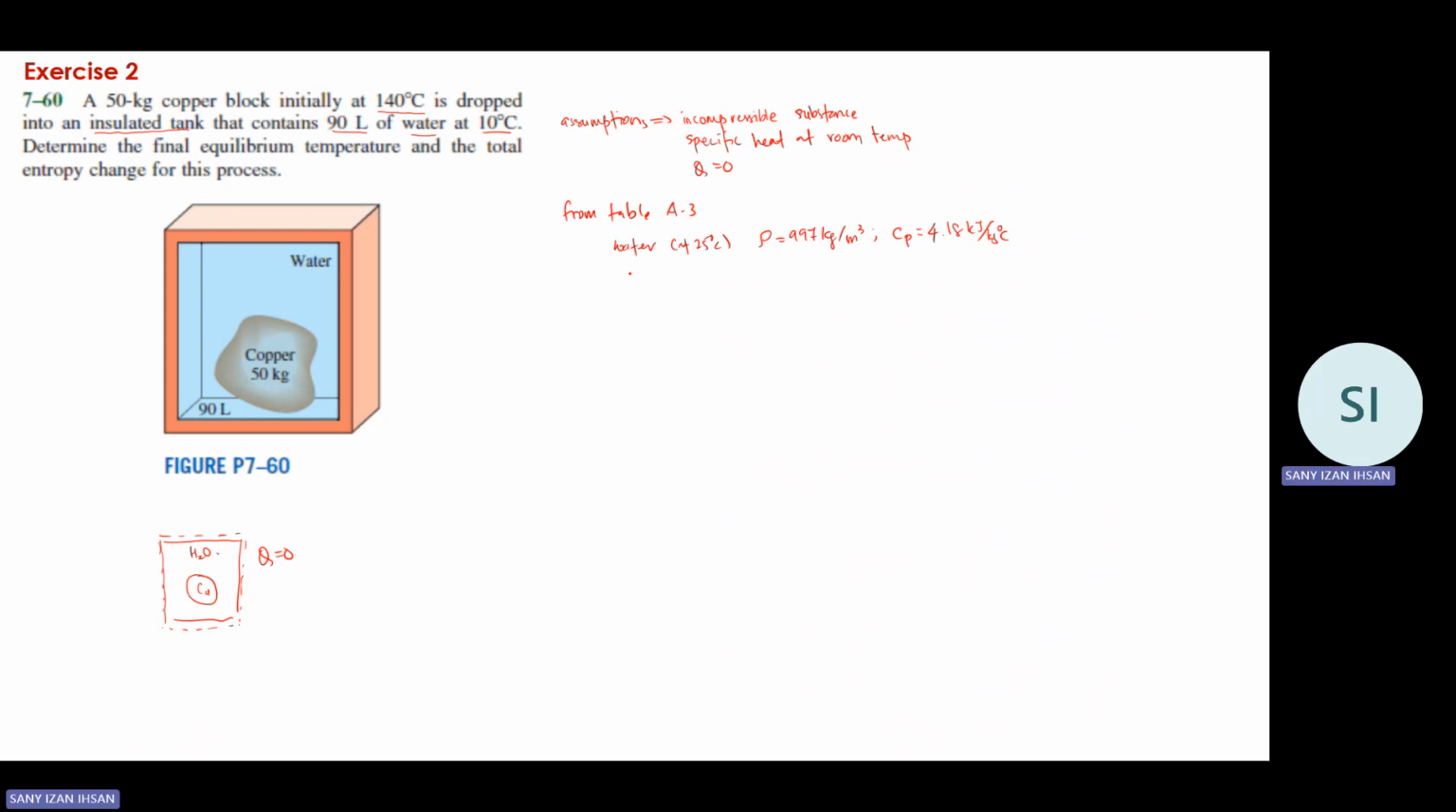For copper at 27 degrees Celsius, that's the only information we have in the table. So specific heat for copper, let me put the subscript there just to indicate so that we will not mix up, is 0.386 kilojoule per kilogram degree Celsius or Kelvin. It doesn't matter because for delta T you do not need to convert to Kelvin.